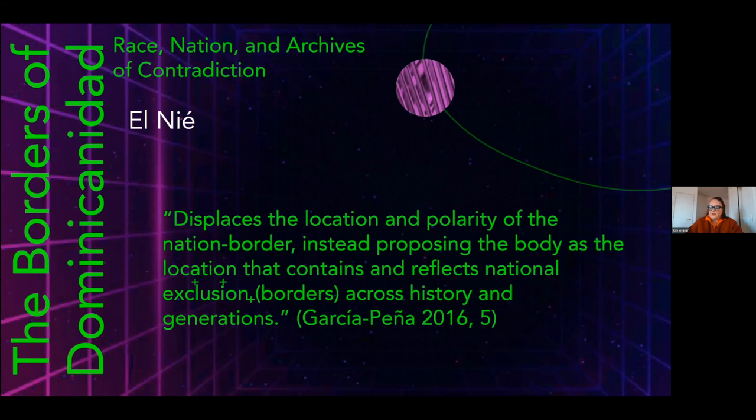Lorgia García Peña's integration of El Niè, a symbolic space of neither here nor there, further challenges border conceptualizations as it, quote, displaces the location and polarity of the nation border, instead proposing the body as the location that contains and reflects national exclusion borders across history and generations, end quote.